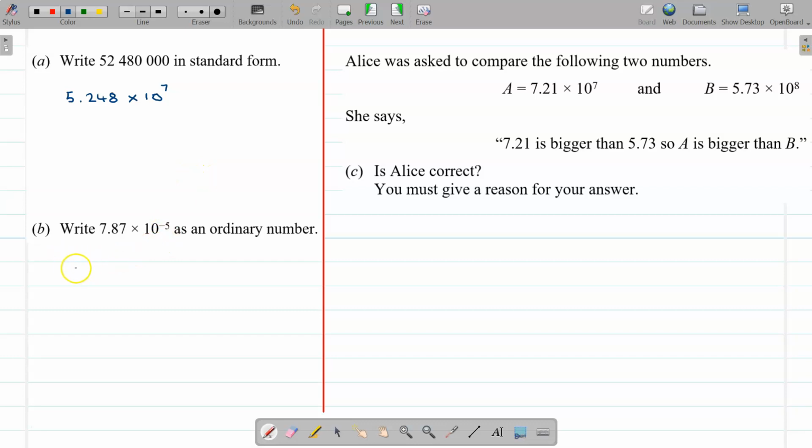Okay, the opposite applies here. You've got the ordinary number and you just need to have 0.0000787. Okay, and you can see that if you move that point 5 places this way, you get back to 7.87. So 2 very easy questions on standard form there.